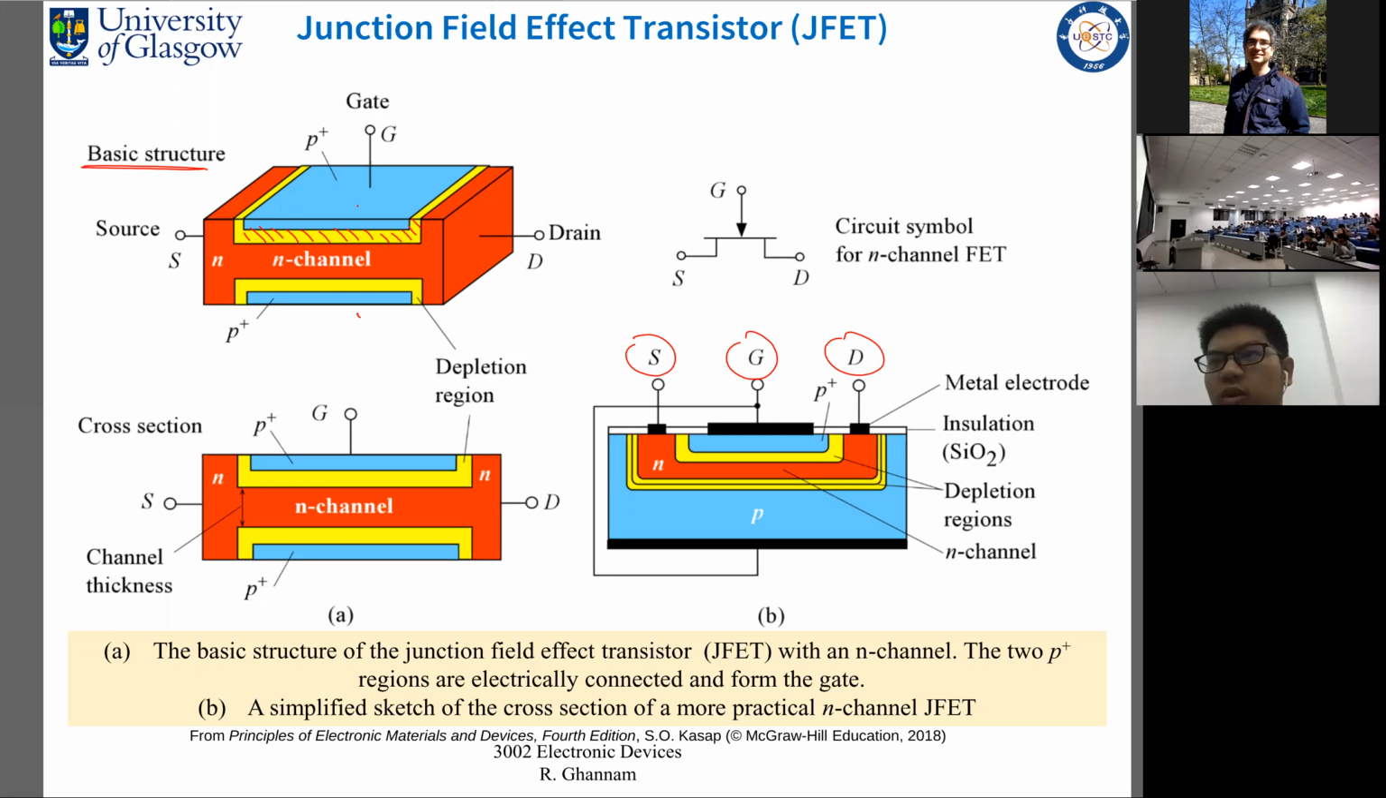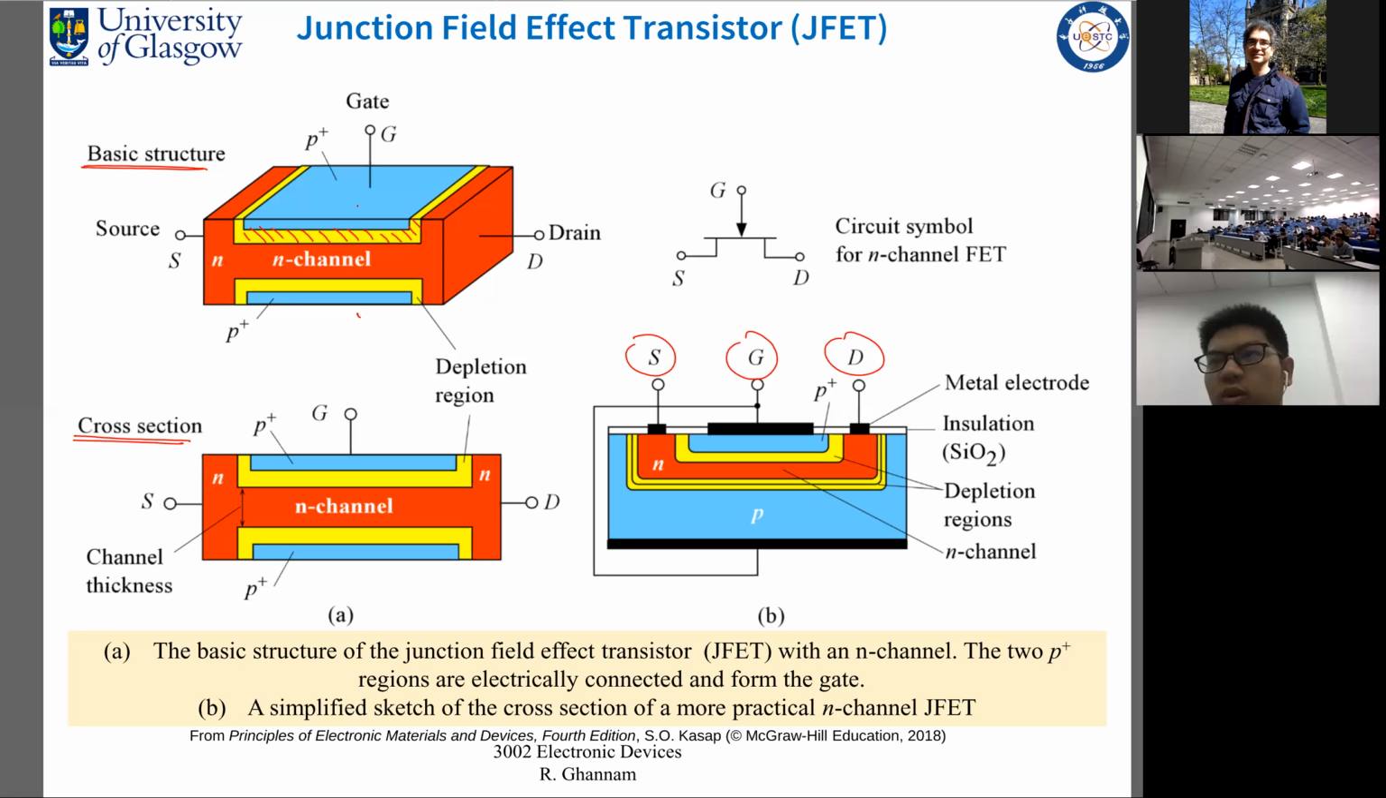Here, what we see is this cross-sectional view. This cross-sectional view is important because it will help us understand how carriers are going to move inside this channel, and what also happens to the width of these depletion regions between the gate and the source and the drain.